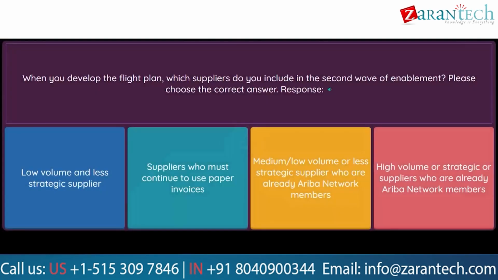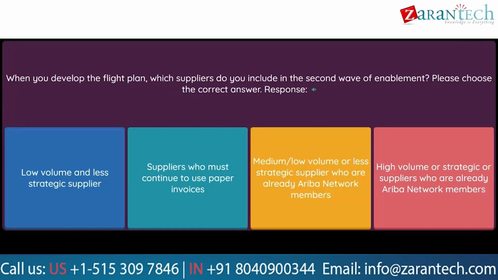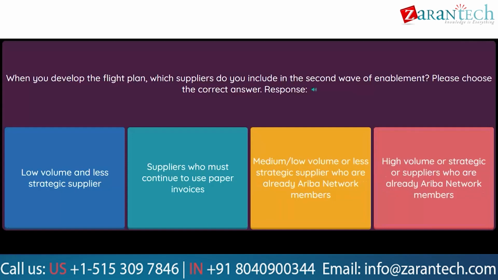Question: when you develop the flight plan, which suppliers do you include in the second wave of enablement? Please choose the correct answer. Response: Option 1 low volume and less strategic supplier. Option 2 suppliers who must continue to use paper invoices. Option 3 medium/low volume or less strategic supplier who are already Ariba network members. Option 4 high volume or strategic suppliers who are already Ariba network members.